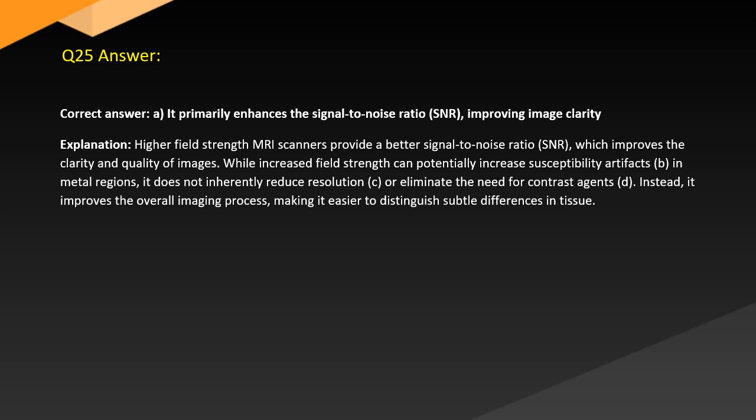Answer. Correct answer: A. Primarily enhances the signal-to-noise ratio (SNR), improving image clarity. Explanation. High field strength MRI scanners provide a better signal-to-noise ratio (SNR), which improves the clarity and quality of images, while increased field strength can potentially increase susceptibility artifacts in metal regions (B). It does not inherently reduce resolution (C) or eliminate the need for contrast agents (D), and it improves the overall imaging process, making it easier to distinguish subtle differences in tissue.